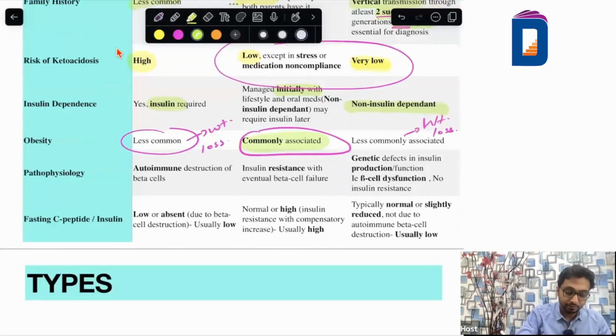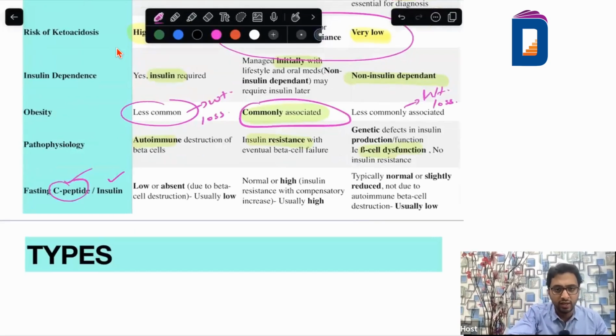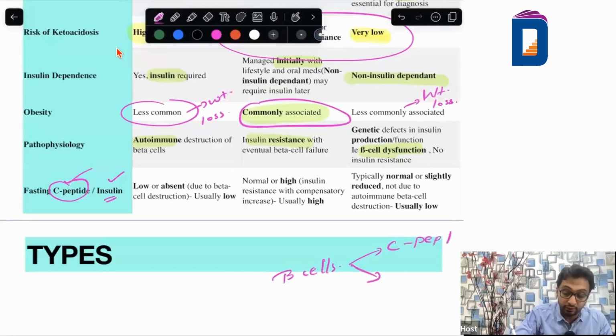Okay, now pathophysiology: autoimmune, as I told you, insulin resistance, beta cell dysfunction, genetic defect. Now, one more thing I just want to add here is insulin and C-peptide. What is C-peptide? You don't need to learn the name and all, but it is C-peptide. Now, C-peptide is a peptide which is released along with insulin from the beta cells. Beta cells release 2 things, just know it: C-peptide and insulin.